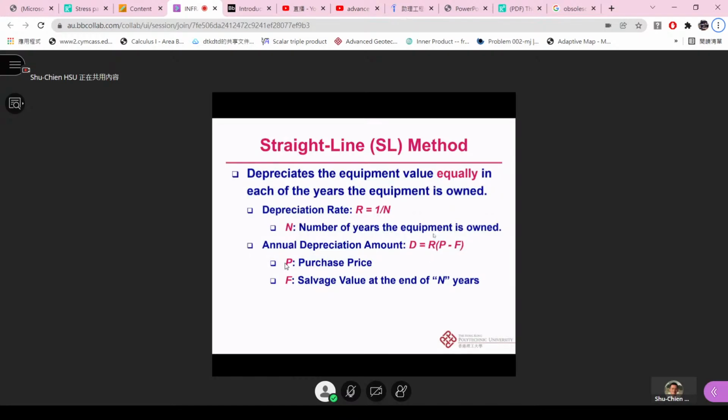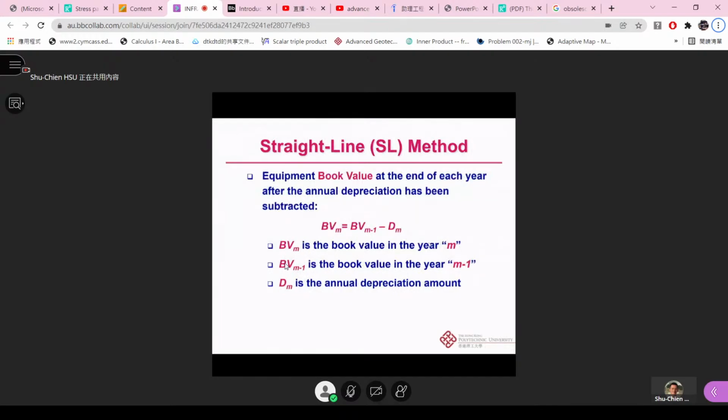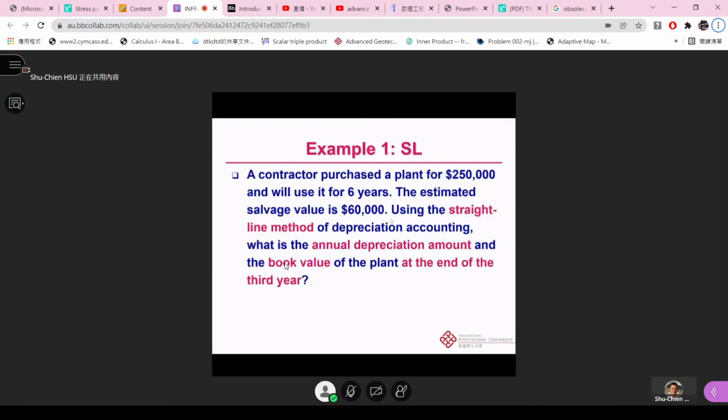Then the annual depreciation amount D is equal to R times the bracket of P, the purchase price, minus F, the future value. Okay, so we can also compute the equipment book value at the end of each year, after the annual depreciation has been subtracted, so that BVm is equal to BVm minus 1 minus Dm. BVm is the book value in year m, and BVm minus 1 is the book value in year m minus 1. Dm is the annual depreciation amount.